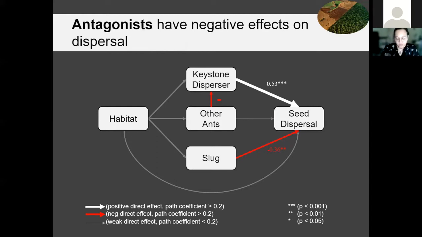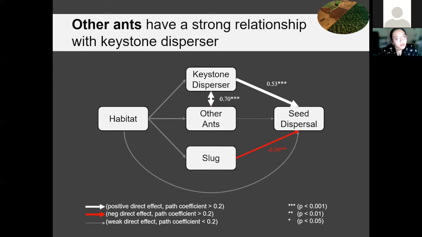The next thing I found was that other ants actually did not have a negative relationship with our keystone disperser. In fact, there was a strong positive relationship between these two groups.